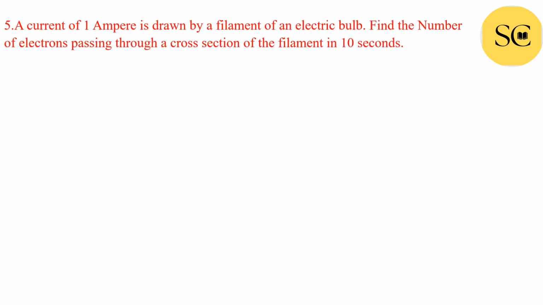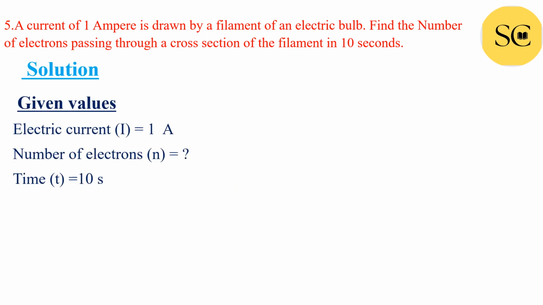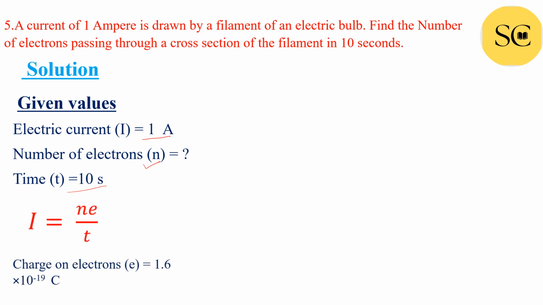Now the last question. A current of 1 ampere is drawn by a filament of an electric bulb. Find the number of electrons passing through a cross section of the filament in 10 seconds. So in this question, we will have to find the number of electrons. First of all, we will write the given values. We have electric current 1 ampere and time 10 seconds, and we will have to find the number of electrons represented by N. Our formula is I is equal to Ne upon T.